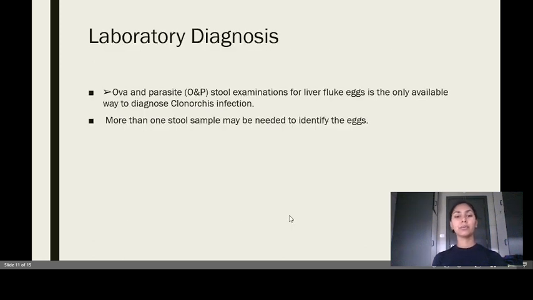Then we have laboratory diagnosis. In laboratory diagnosis, they use ova and parasite stool examination. For liver fluke, eggs are the only available way to diagnose. You will need more than one stool sample to identify the eggs.